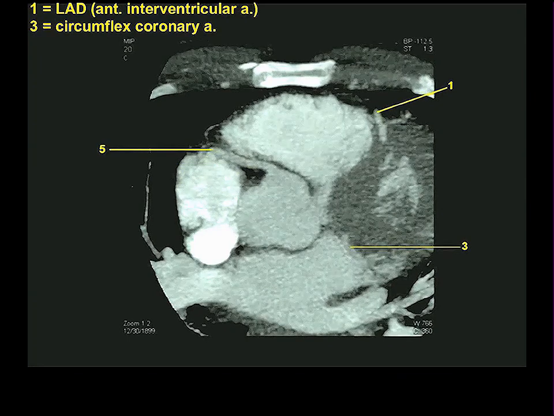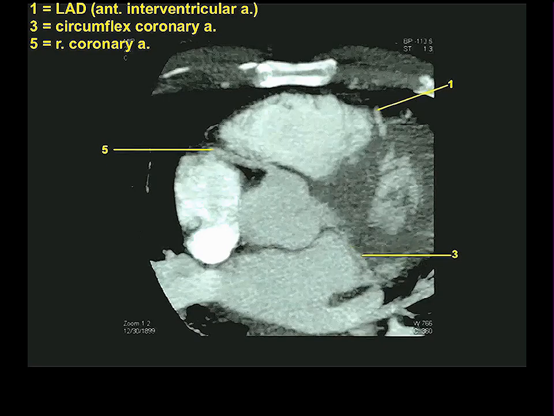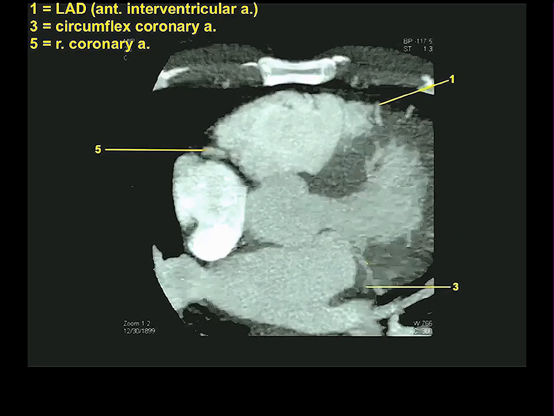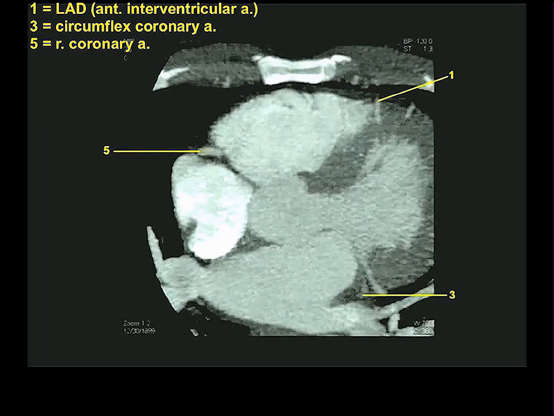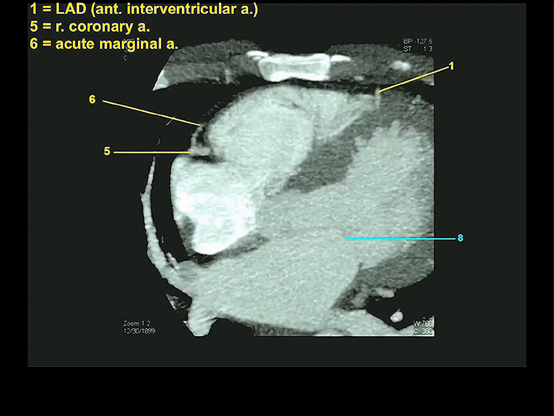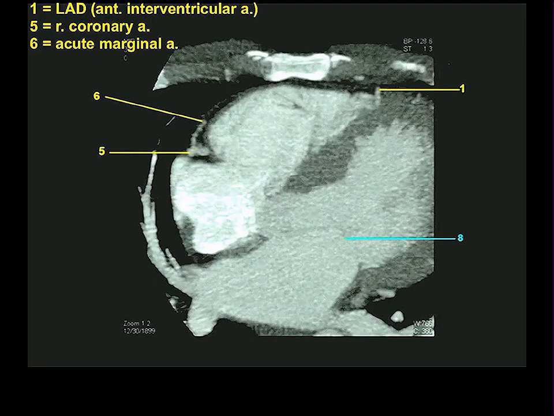What about 5? 5 we see as a branch coming off the anterior sinus of the aortic valve. There's only one artery that does it. That's the right coronary. We can trace it to the groove between, here's the right atrium, here's the right ventricle. We can trace it to the right atrioventricular groove, which is where the right coronary lies. And then we see its acute marginal branch being given off along the right ventricle.